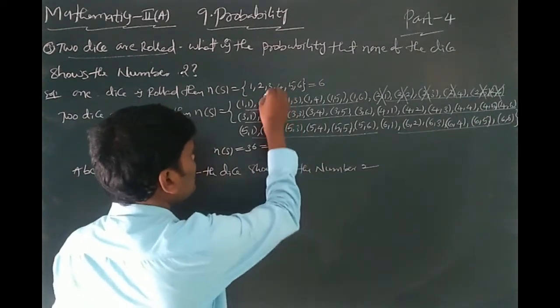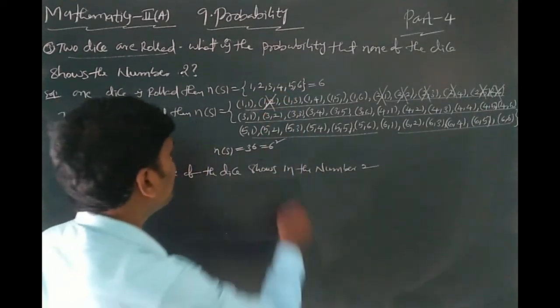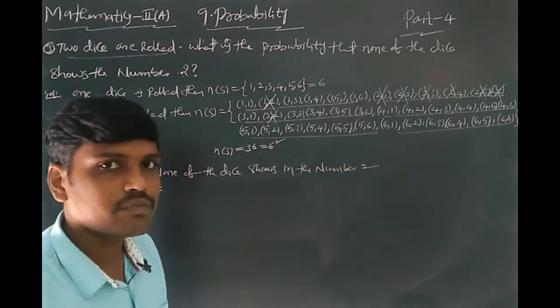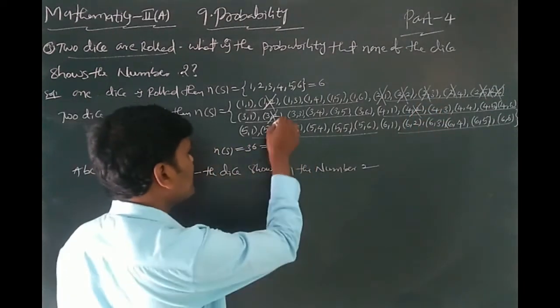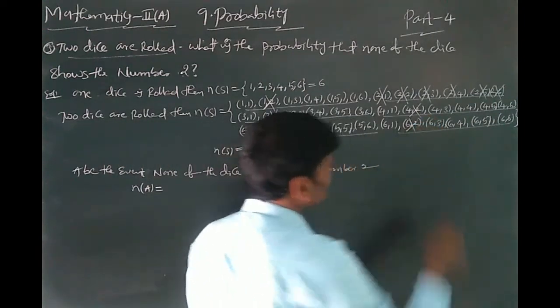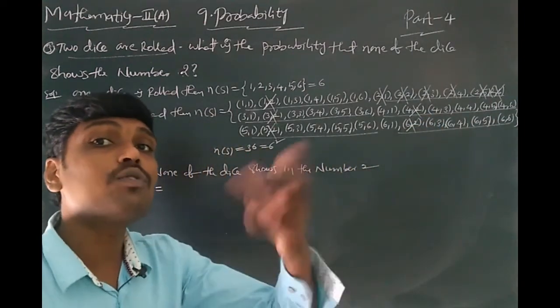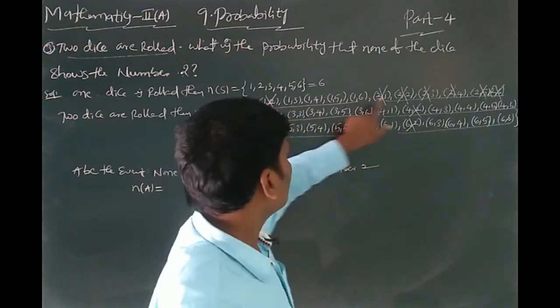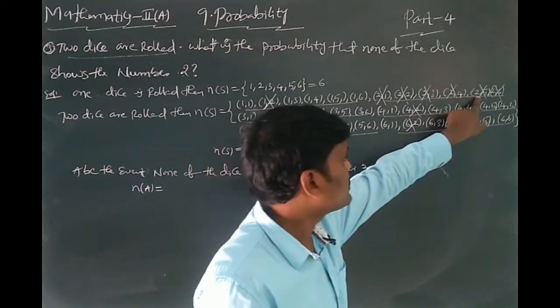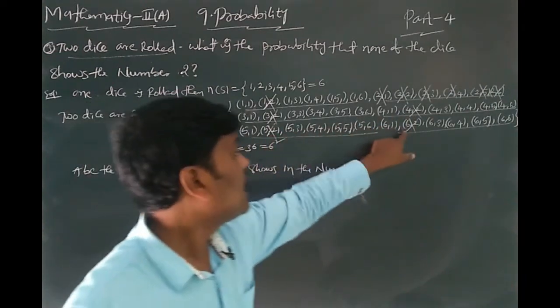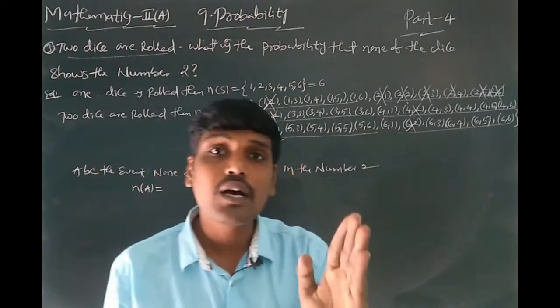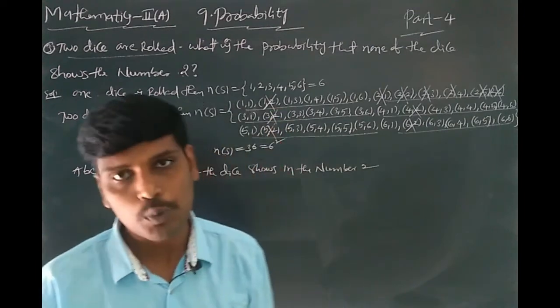Here (1,2) also shows 2, and (3,2) also shows 2. Similarly, (4,2) also shows 2. Here (5,2) also shows 2, and (6,2) also shows 2. How many outcomes show 2? 1, 2, 3, 4, 5, 6, 7, 8, 9, 10, 11 outcomes. 11 outcomes show the number 2.